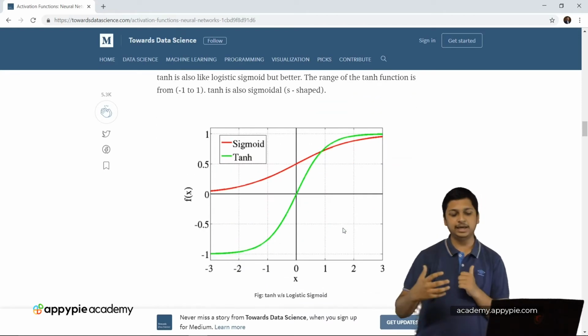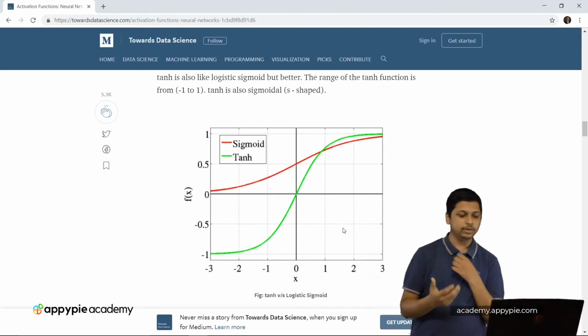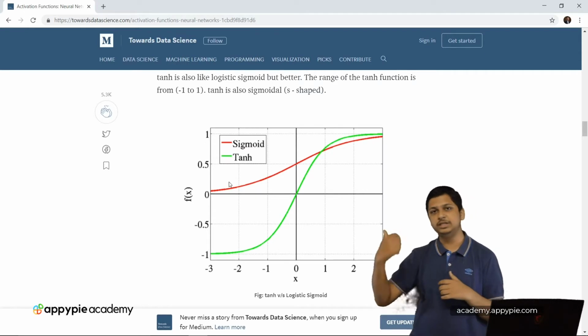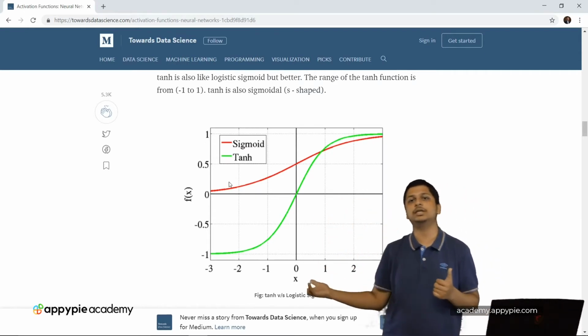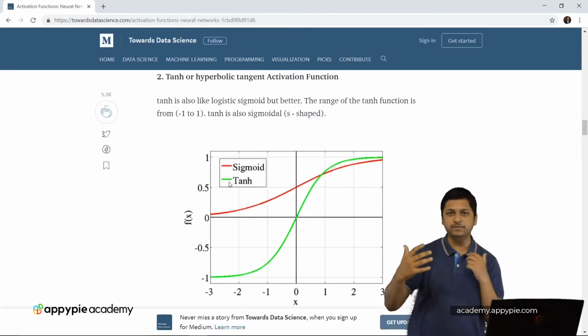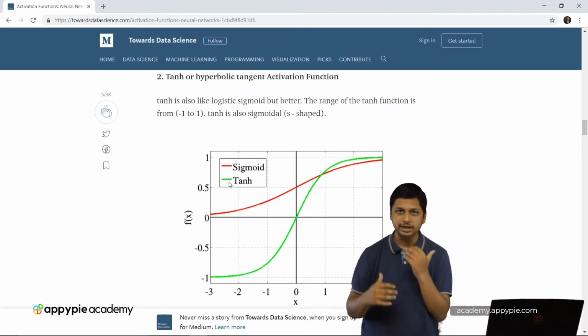Then you have the tanh function, which returns a value between -1 and 1 for any given negative or positive value. It is the sigmoid function but stretched in the vertical size.